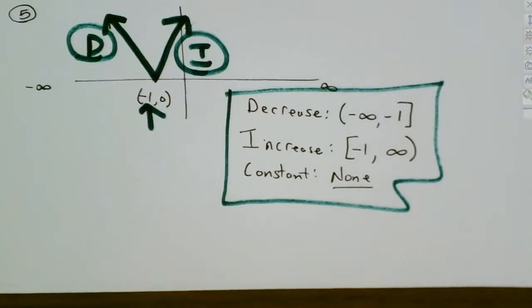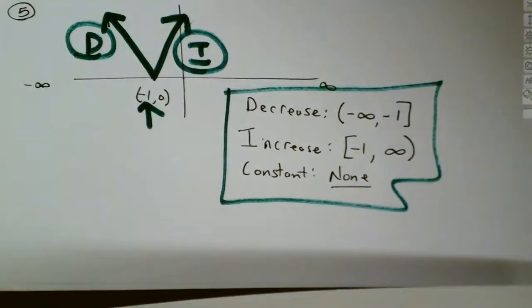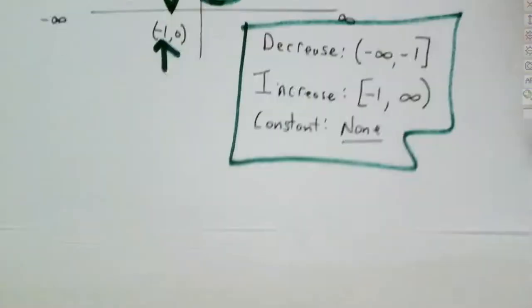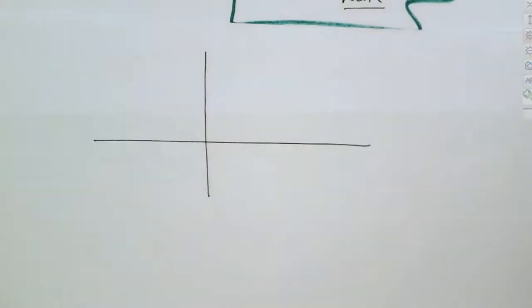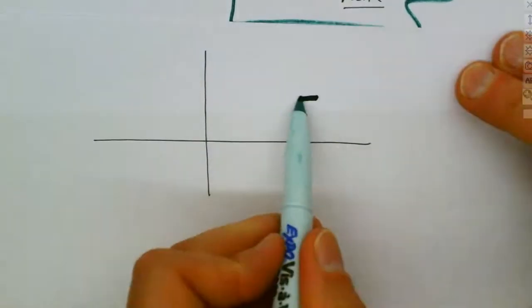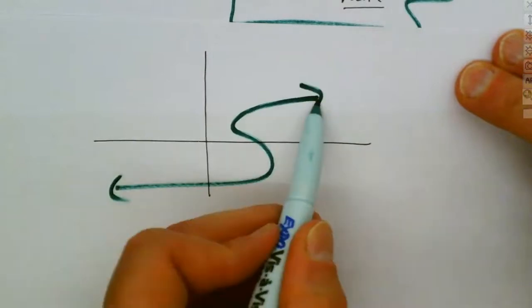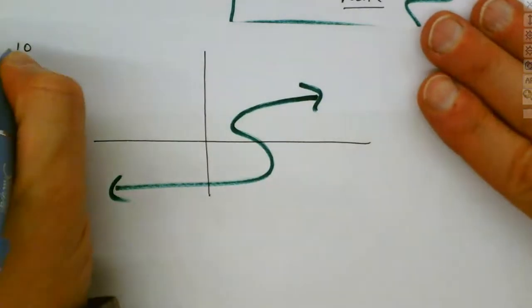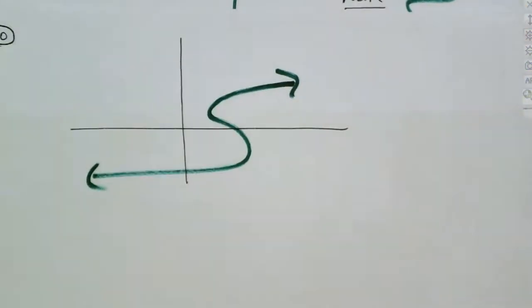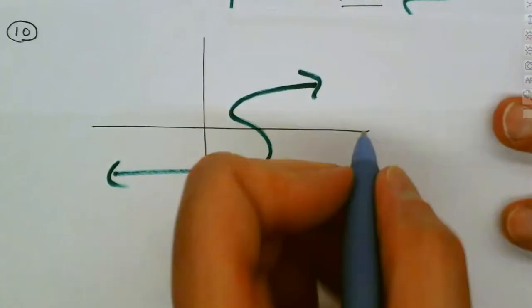Question 10. Now, question 10, what we're going to be looking at is a graph, and we're going to be determining the domain and the range. So there's our graph, and this is question number 10. And we want to find our domain and our range.